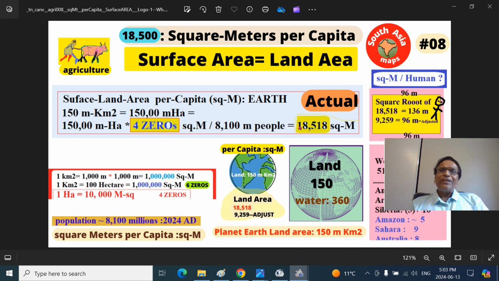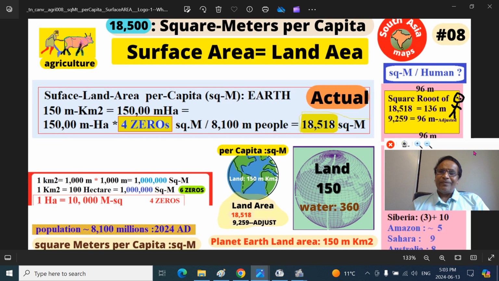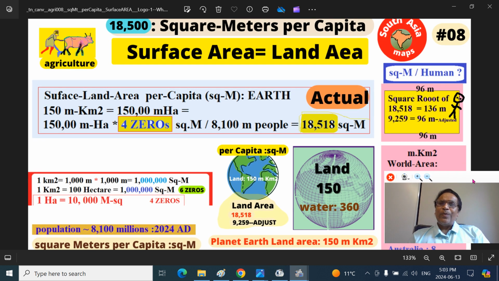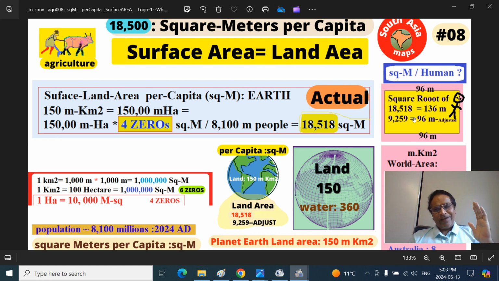From this square meter figure, you get a square root. The square root of 18,000 is 136 meters. That means you make 136 meters by 136 meters. That is the surface land area per capita a human being gets, 136 meters on all four sides.